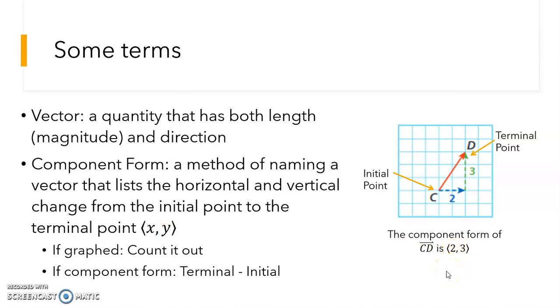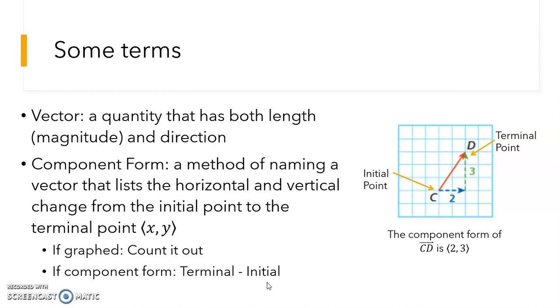Okay, and I always recommend graphing this out. It helps a lot because all you have to do is count the boxes. However, if you want to, you can take the ordered pair for D and subtract the ordered pair for C. And you would just line up the X's and subtract them, and then line up the Y's and subtract them. And you'll see that in our next example.